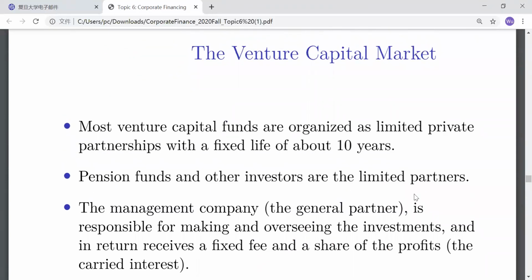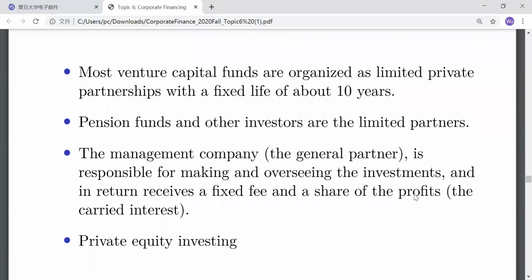In this venture capital market, most venture capital funds are organized as limited partnerships with a fixed life of 10 years, right? And pension funds and other investors are limited partners in this VC fund. And then there's a management company, called the general partner, who is responsible for making and overseeing the investments and receives a fixed fee and a share of the profits, which is called carried interest.